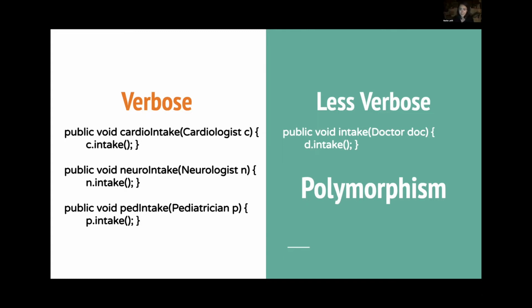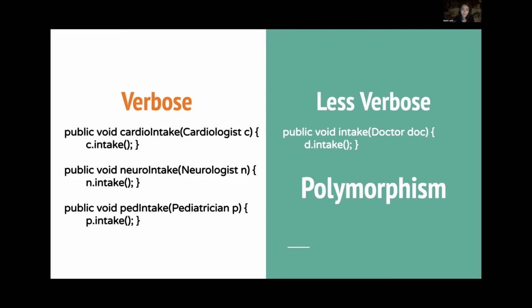So on the left, I have to specify a method for performing an intake exam for every type of doctor. And these are just three types of doctors here: cardiologist, neurologist, pediatrician. There are so many other different types of doctors as well, and I would have to write a method for each of them. That's very verbose, and that also makes editing my code really difficult.